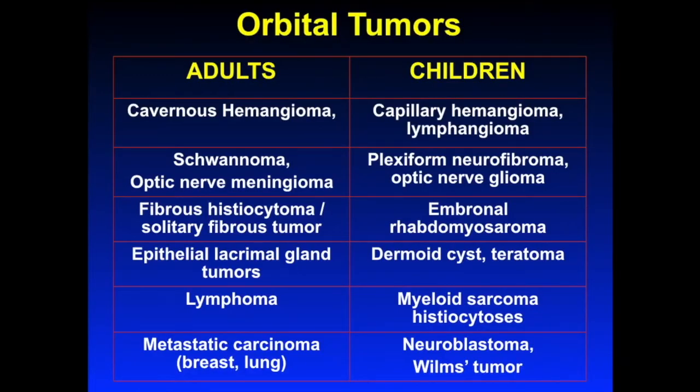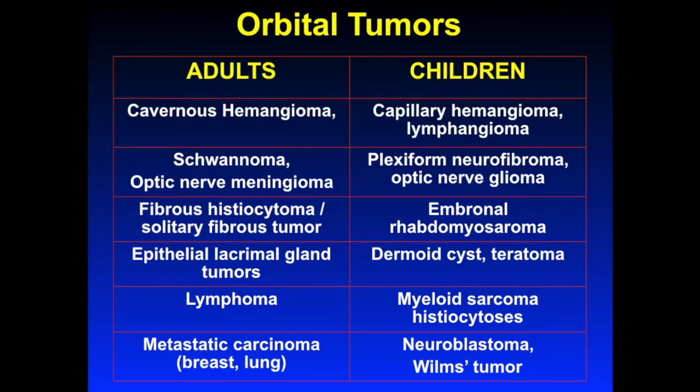We do see a different spectrum of orbital tumors in adults and children. The vascular lesions in adults are cavernous hemangiomas. We see capillary hemangiomas and lymphangiomas in children. Neural tumors in adults include meningiomas and schwannomas. In children, we see plexiform neurofibromas and optic nerve gliomas.